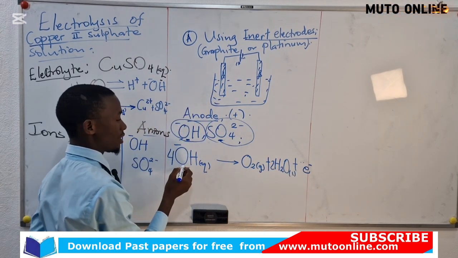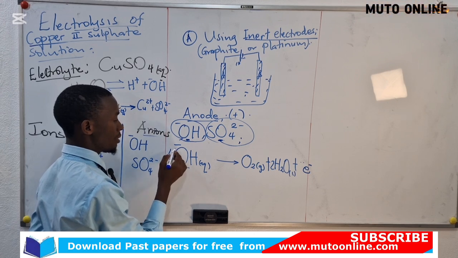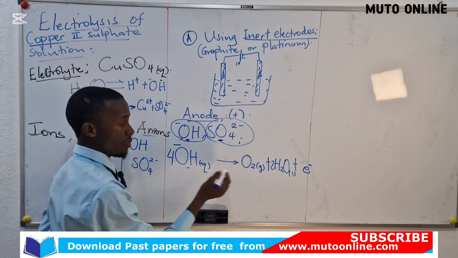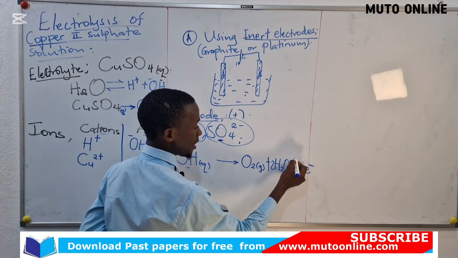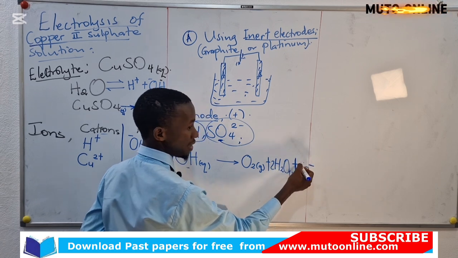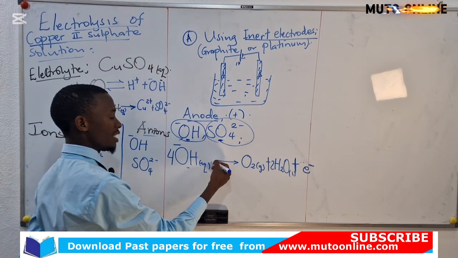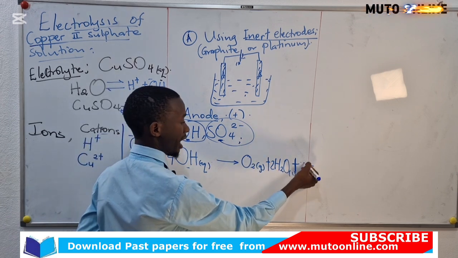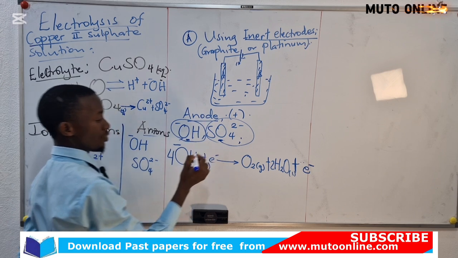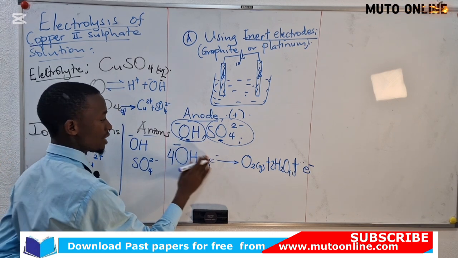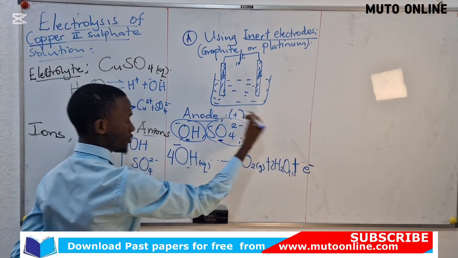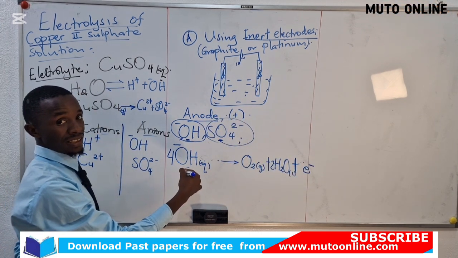How many will it lose? Because we balance the equation basing on charge. Remember, if this one is negatively charged, when it moves to this side, it will become positively charged. The charge changes from negative to positive. We are losing electrons. This one is discharged by losing electrons, so when it is on this side, it will become positively charged.